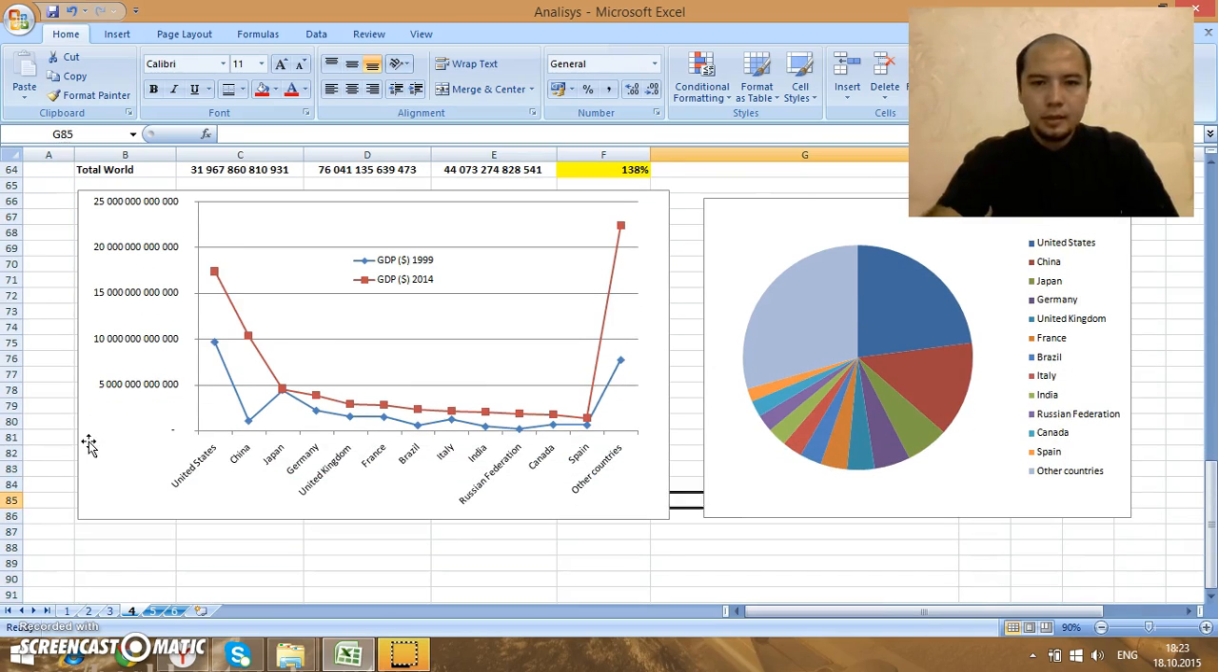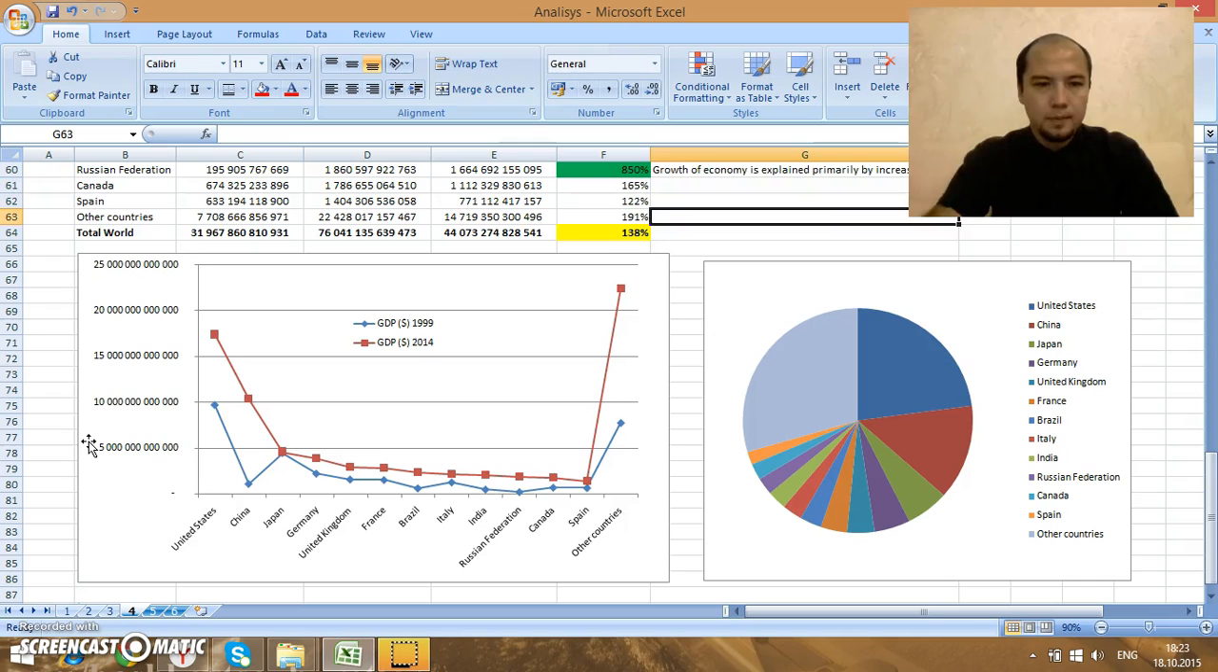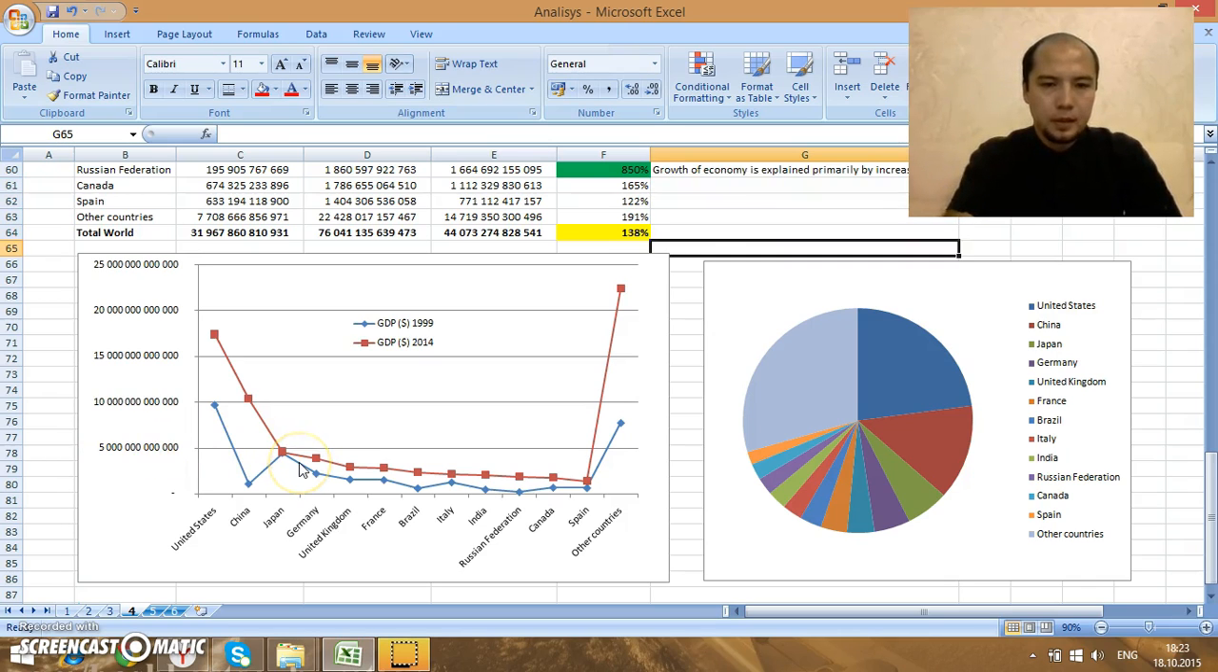and you can see graphs which show it in a better way. So you see, GDP of the United States was approximately $10 trillion in 1999, and it becomes something like $17.6 trillion in 2014. GDP of Japan is approximately the same for these 2 years. GDP of China increased very much, and you see all the data.